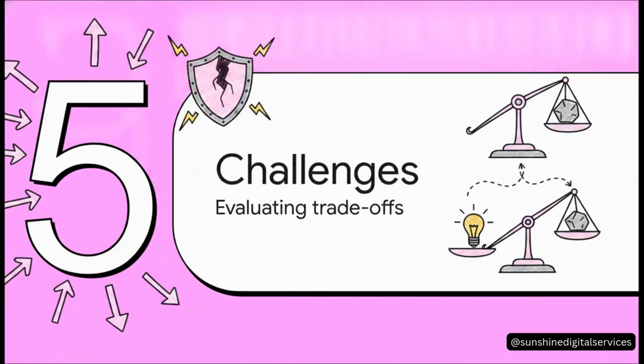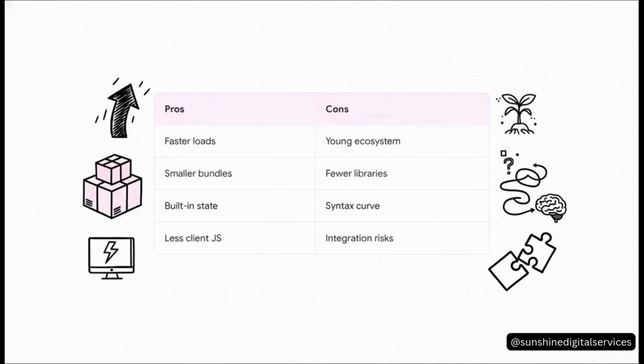Let's wrap up with Section 5, Challenges and Considerations, and take a grounded look at evaluating the trade-offs. Because let's be real, in software engineering, there's no such thing as a silver bullet. Every architectural choice has a cost. So let's objectively map out the pros against the cons for some pragmatic decision-making.